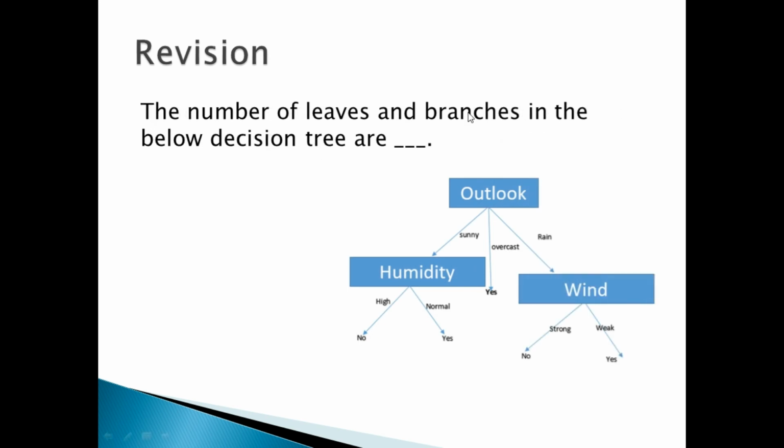The number of leaves and branches in the below decision tree are: one, two, three, four, five. There are five leaves. One, two, three, four, five, six, seven. There are seven branches.